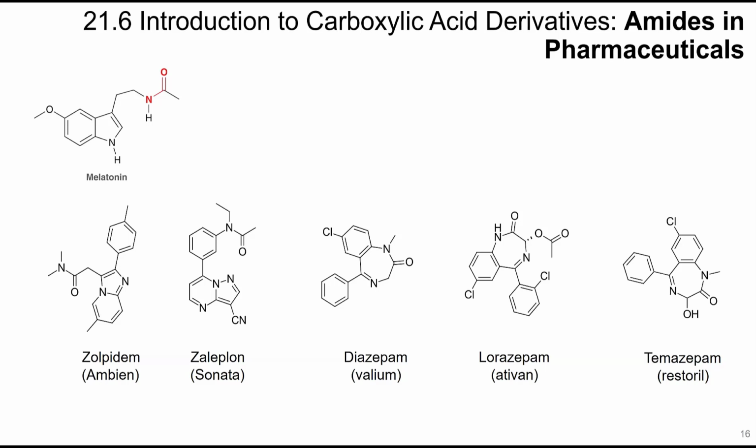Melatonin contains an amide. Zolpidem or Ambien, which is the sleeping medication, contains the amide functional group there. Sonata, which is another sleeping medication, also contains that amide functional group. These have similar rings as well, or similar structures. There's just a couple variations there. The three drugs that you see over here, diazepam, lorazepam, and temazepam, these are all anti-anxiety medications which also contain that amide functional group. These structures are also similar to each other.